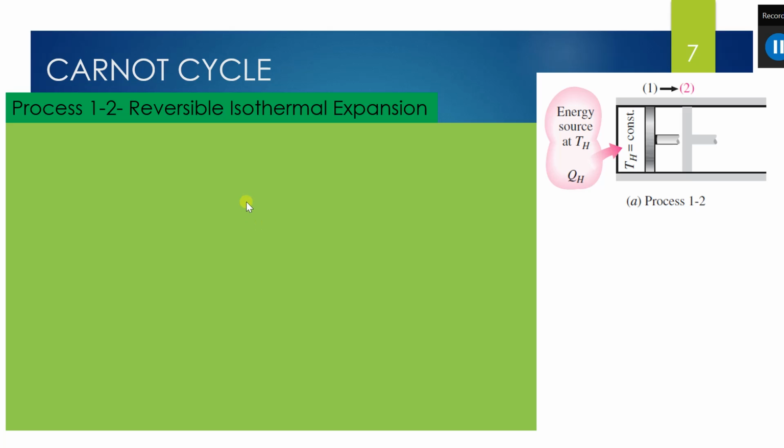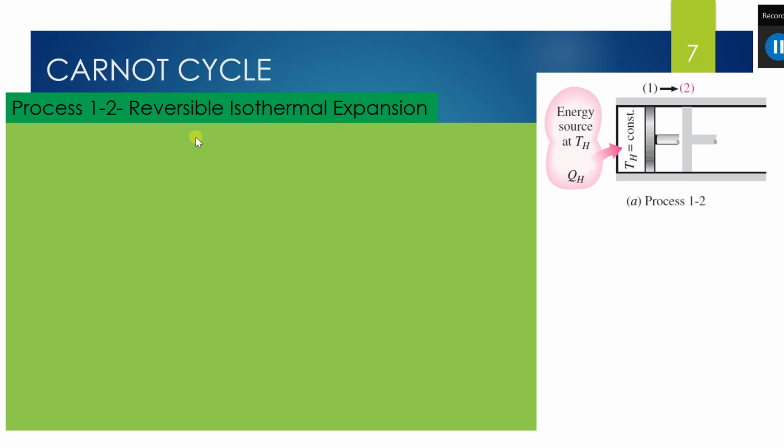So in process 1 to 2, we have a piston containing some gas at some temperature TH, and the temperature of the system TH will be constant, and there is an energy source which is at a temperature TH. Because both the system and the energy source have the same temperature, heat cannot flow into the system.